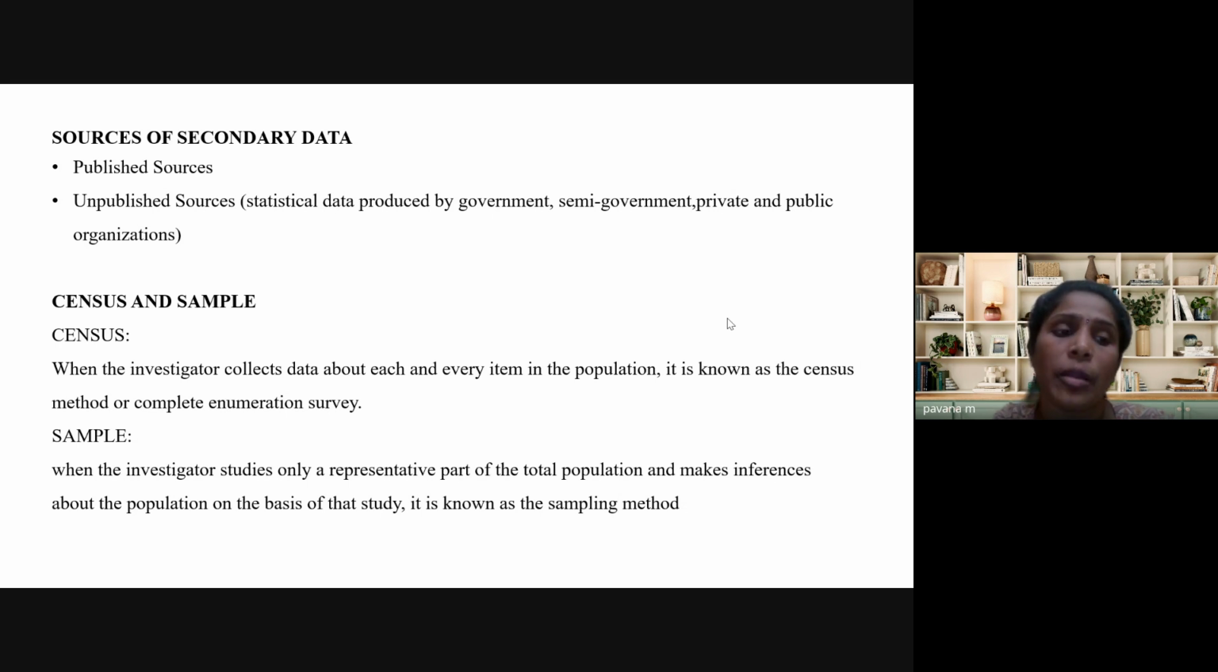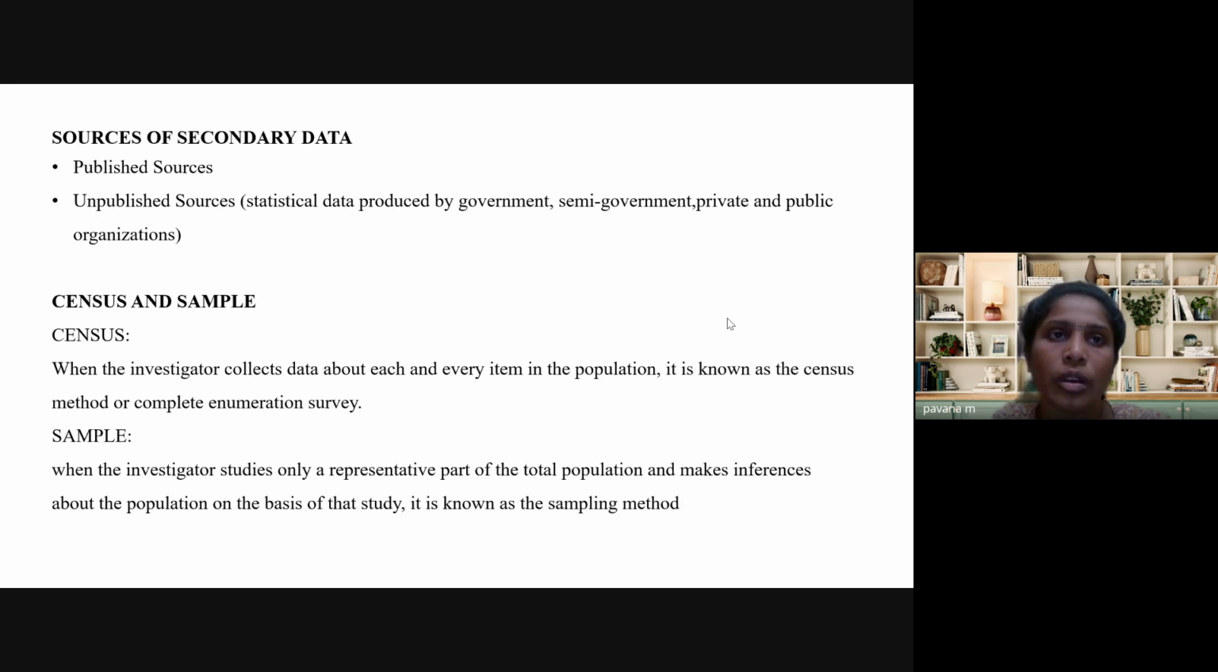Okay, so that type of data is called unpublished sources for collecting the secondary data. And the next topic is census and sample. So what is census and what is sample? Actually, census is known as when each and every item of the population is included in your survey. That means suppose you want to collect the information.